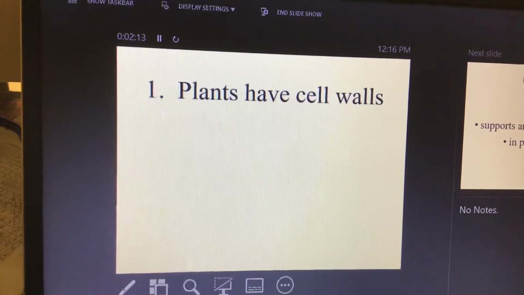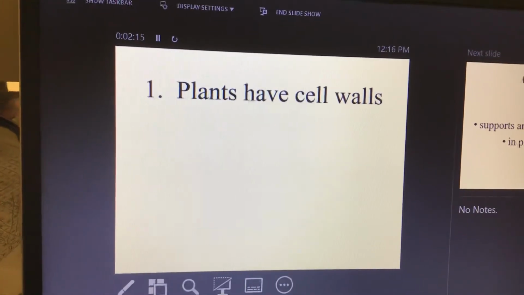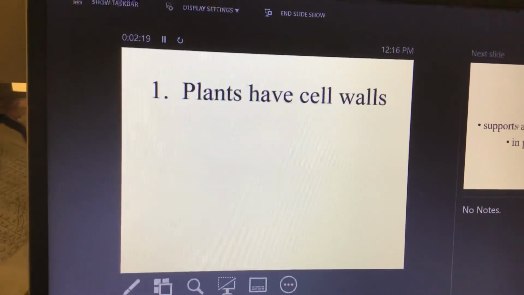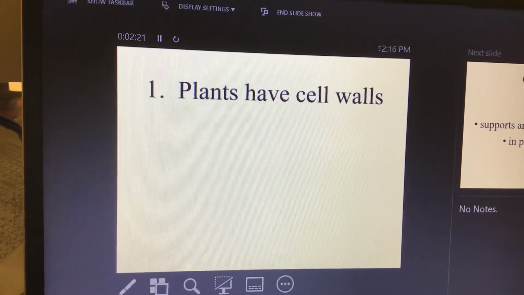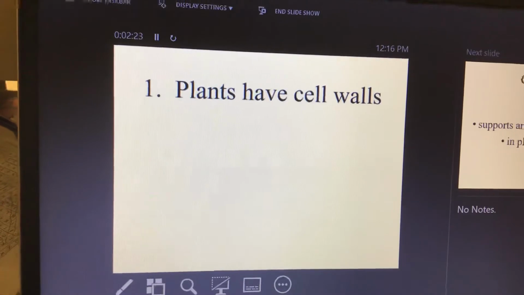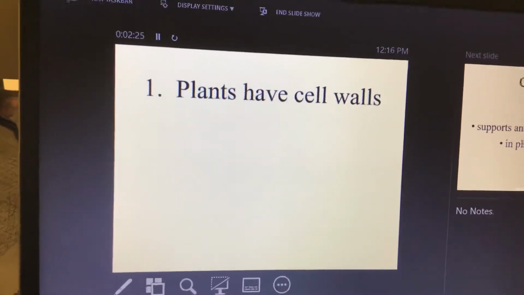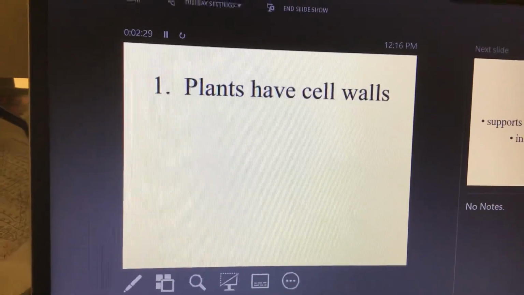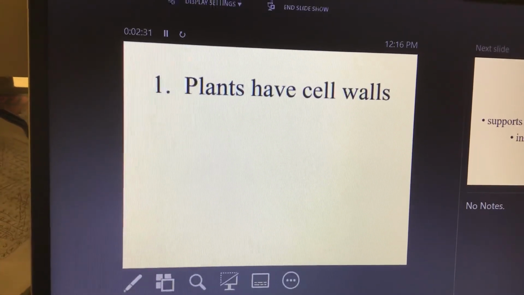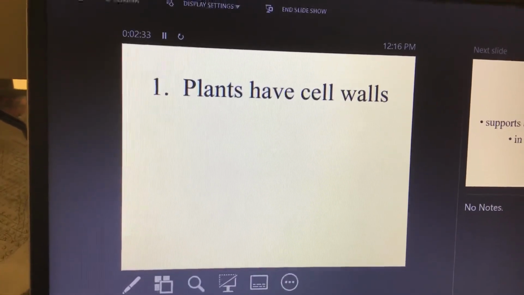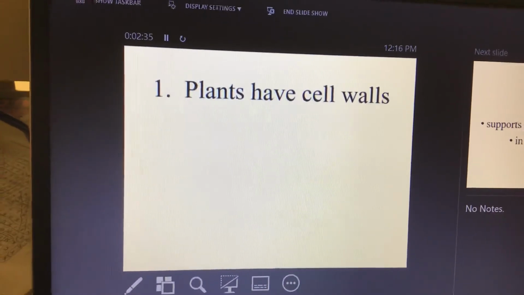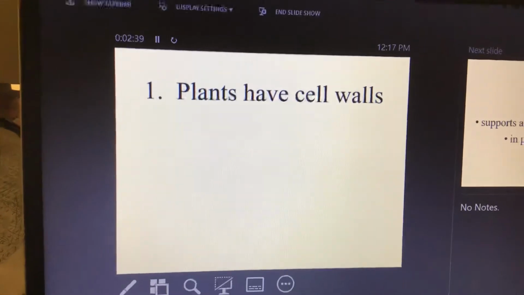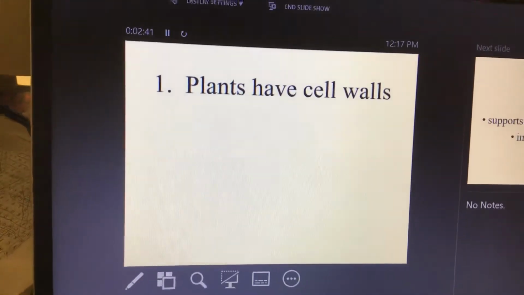In South Dakota, we get big time wind, and those trees have to be really strong. Those cell walls, and billions and billions of cell walls in those cells, will help hold that tree up. It doesn't have to be a tree. Your grass in your lawn needs to be supported up. The corn in the cornfield. But plants have cell walls for support.